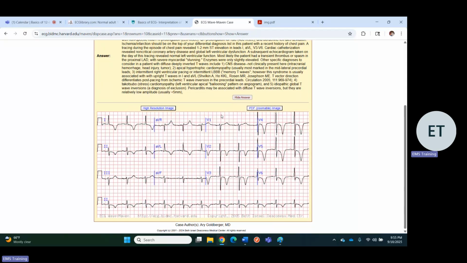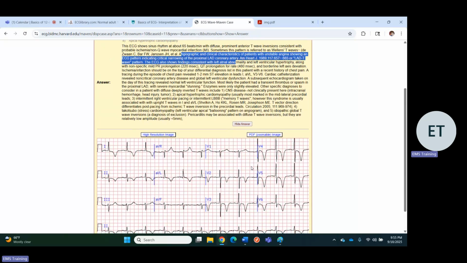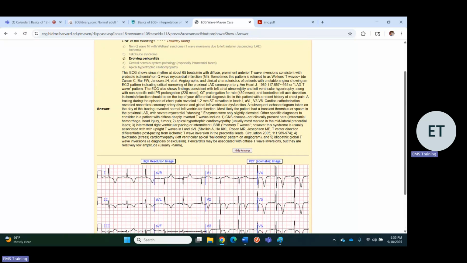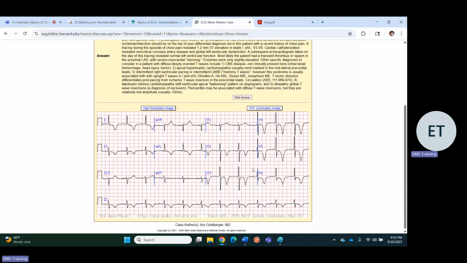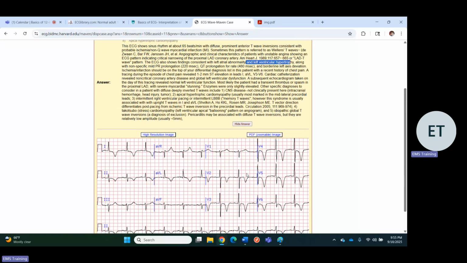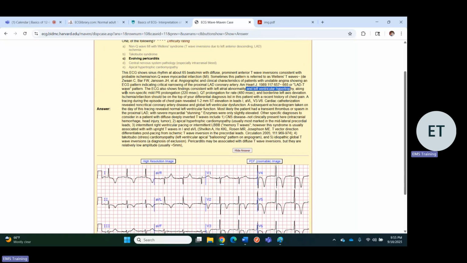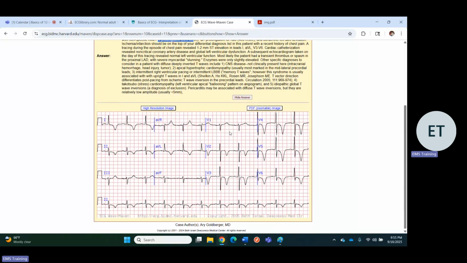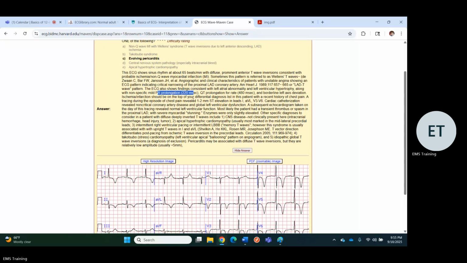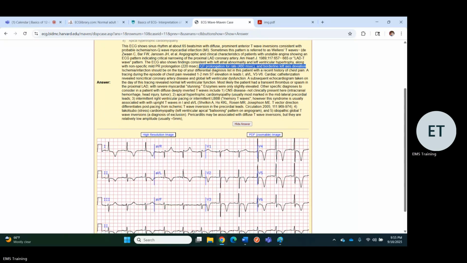Where are they looking? I guess it's slightly biphasic there. I didn't even notice that. Along with left ventricular hypertrophy. Yeah, we do see that. I didn't say that, but that's definitely true. These RS complexes are very large. Along with non-specific mild PR prolongation. Huh, it looked okay to me. Oh yeah, I guess it's borderline. QT prolongation for the rate and borderline left axis deviation. Borderline? Sure. That looks a little bit more than borderline to me.